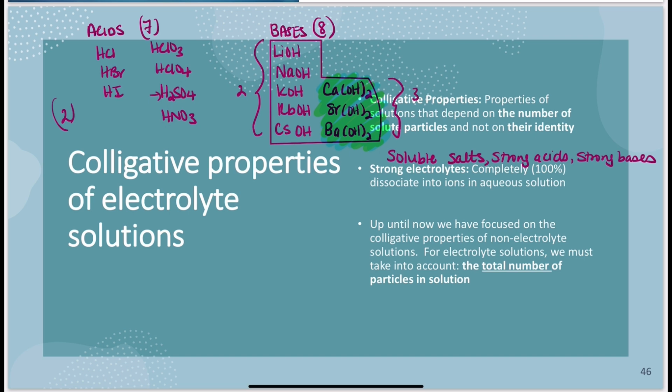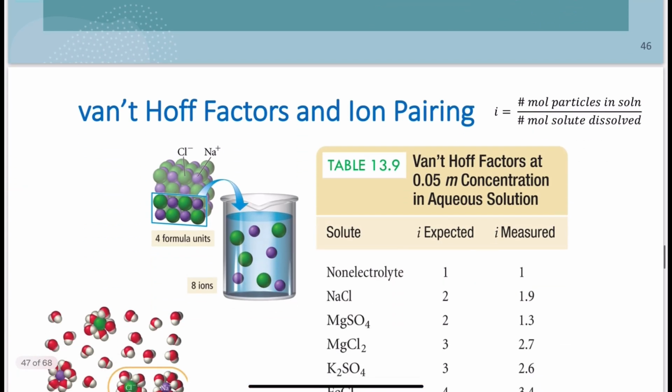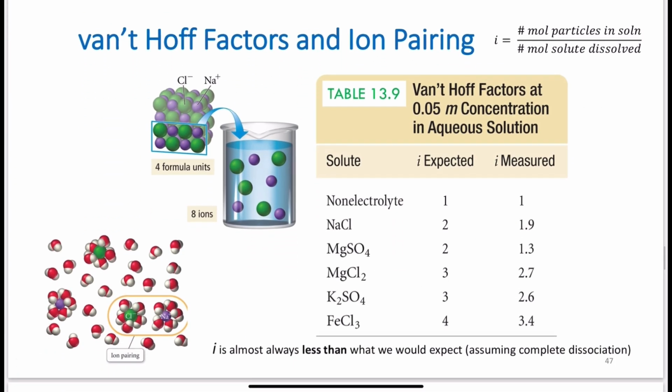So up until now, we have focused on the colligative properties of non-electrolyte solutions. For electrolyte solutions, we have to take this into account, to account for the total number of particles in the solution. And this is where that Van't Hoff factor, or i, comes into play. So Van't Hoff factor is an ion pairing. You can calculate it, but it's just easier to do the theoretical, which is just how many particles it's going to split up into.